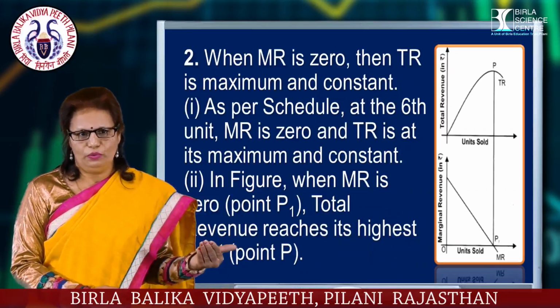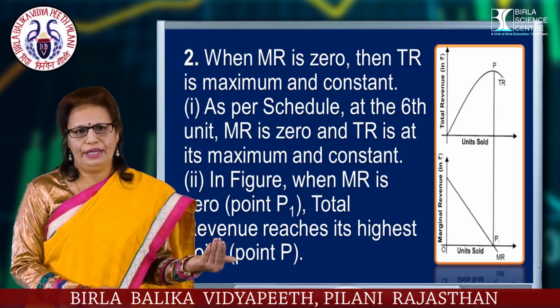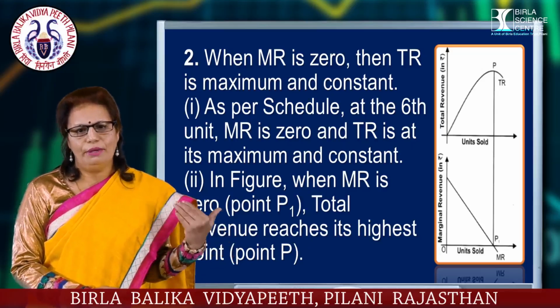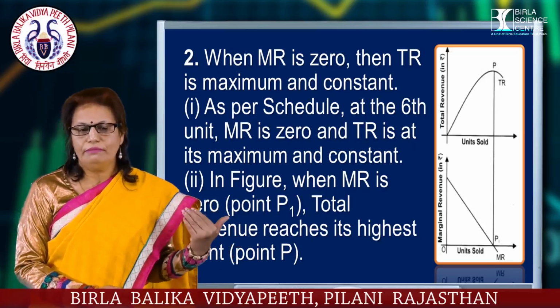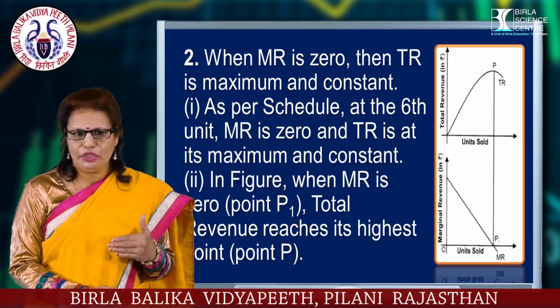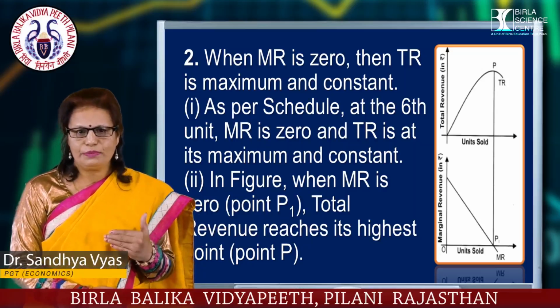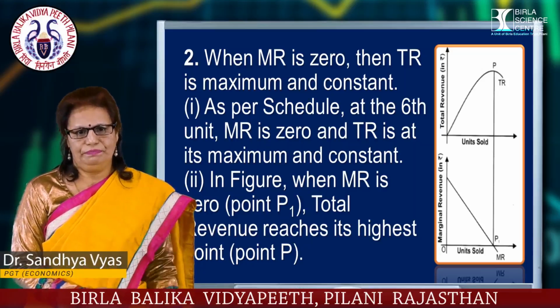When MR is 0, then TR is maximum and constant. As per the schedule and diagram, at the 6th unit, MR is 0 and TR is at its maximum and constant. In the figure, when MR is 0 at point P1, total revenue reaches its highest point, that is P.